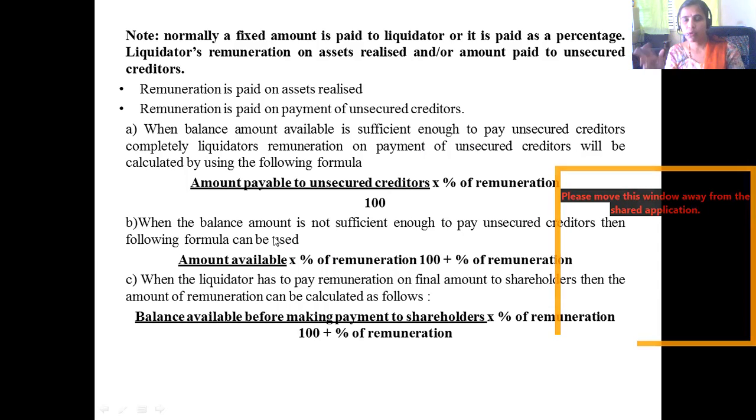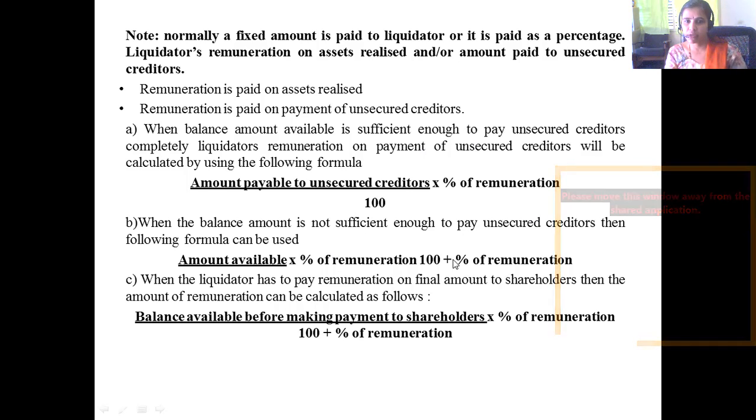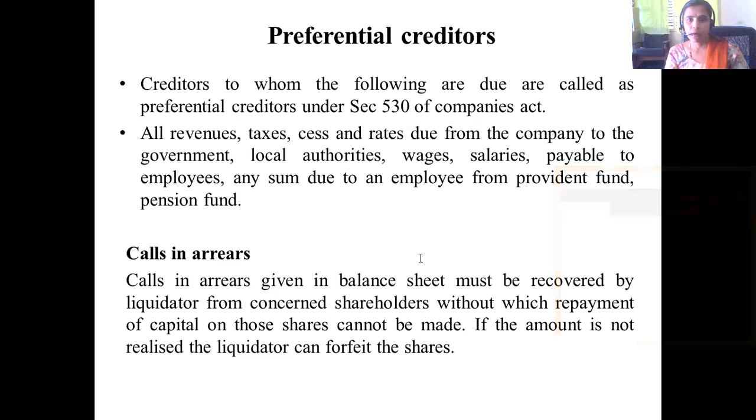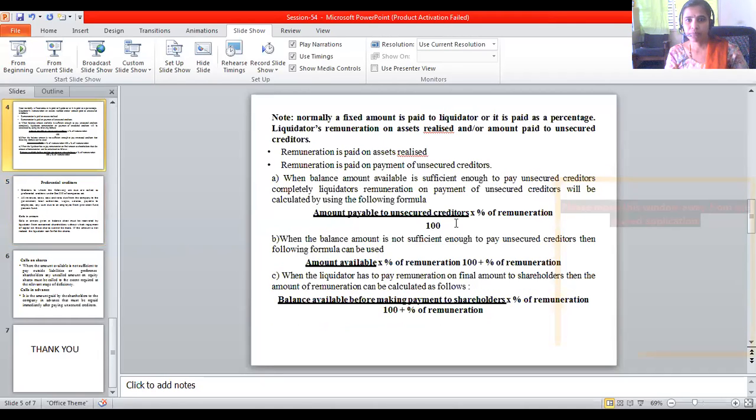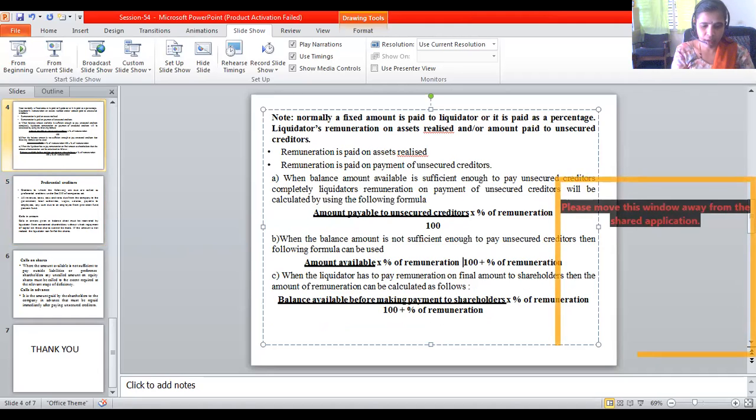20,000 into 3 divided by 100 plus the rate of remuneration. Here the amount available, the percentage of remuneration that is due to them, is divided by 100 plus the rate of remuneration.